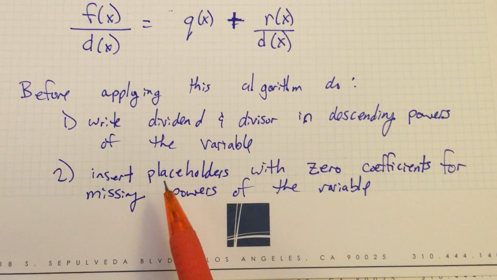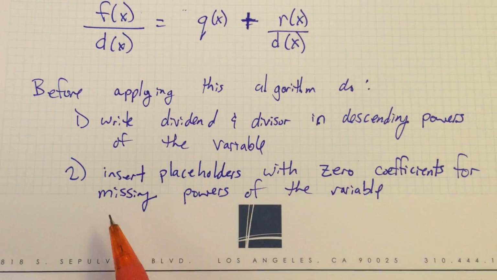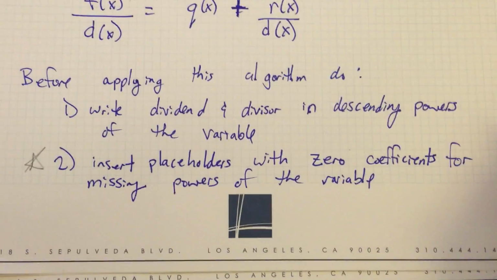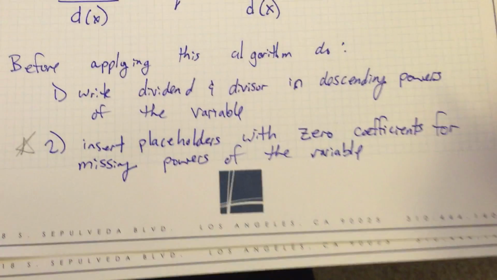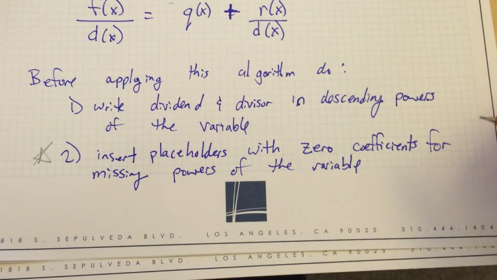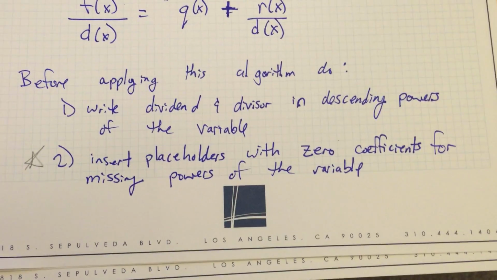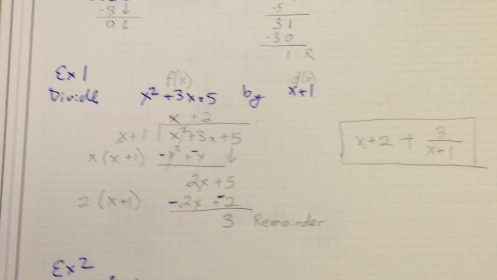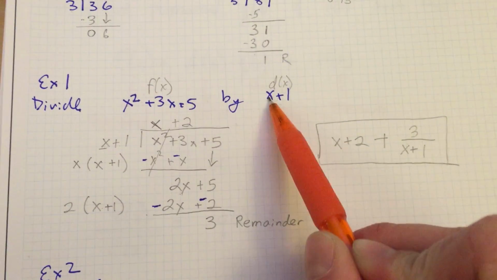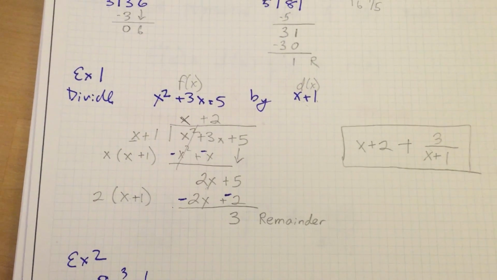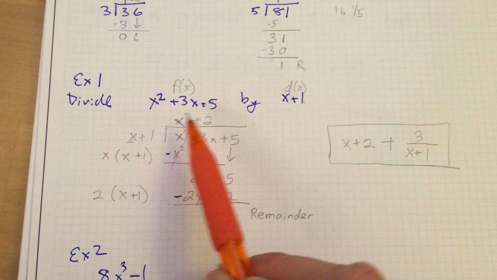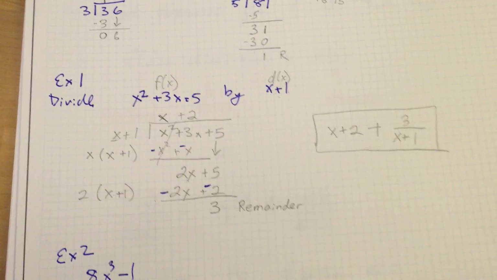And then we want to insert placeholders with 0 coefficients for any missing powers of that variable. This is really, really important because if we don't do that, we could potentially get a wrong answer. So make sure that you take special note of that. If we look back at this first example, notice that it goes powers of 2 to 1 to none. So they're all in decreasing powers, and we're not missing any terms, so we don't see a 0.